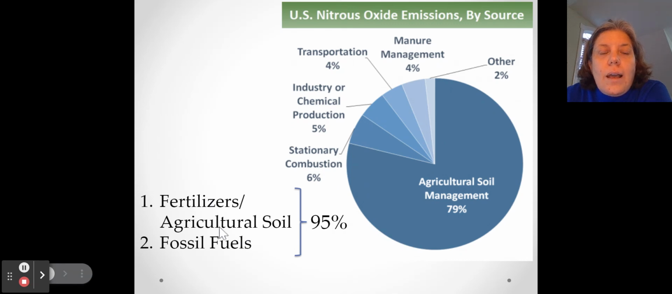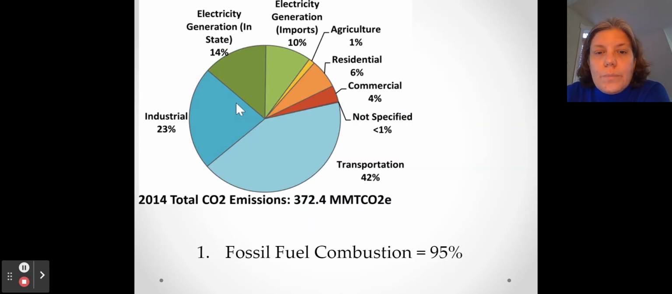Okay, what are the nitrous oxide emissions by source in human-caused nitrous oxide emission? Fertilizers, agricultural soil, and fossil fuels, all contributing to about 95% of our nitrous oxide in the atmosphere from humans. And then CO2, fossil fuel combustion is 95%, so that's an awful lot.